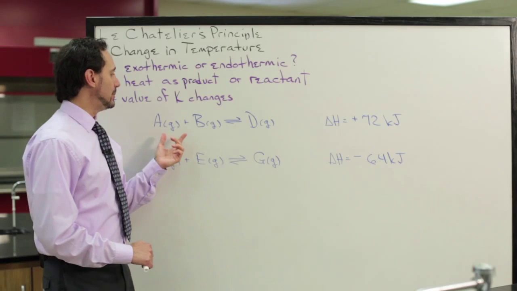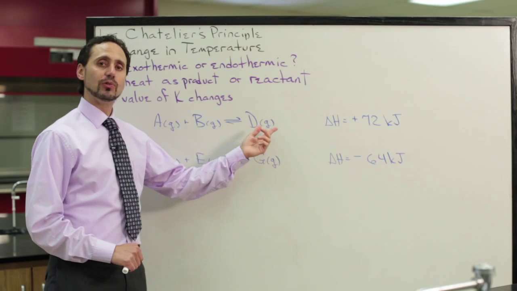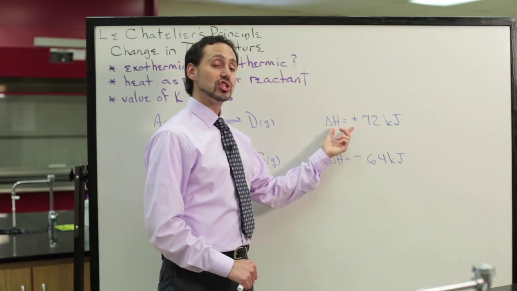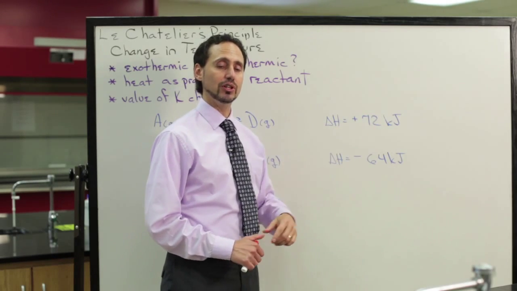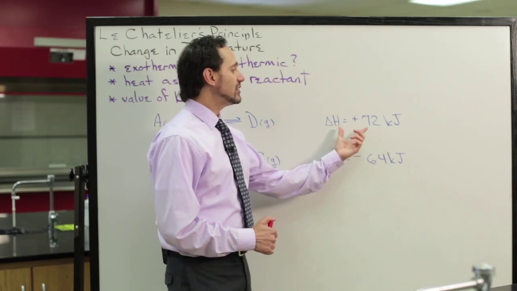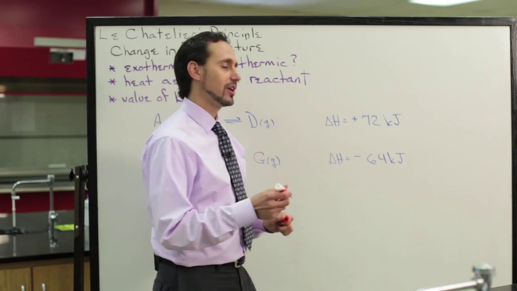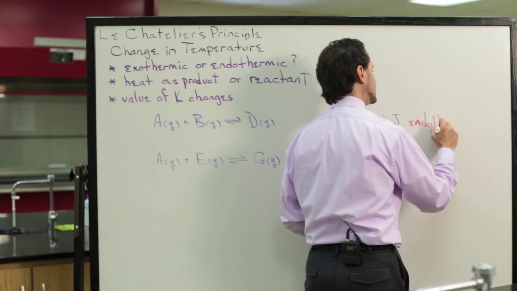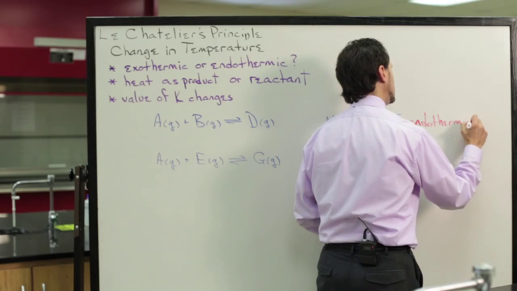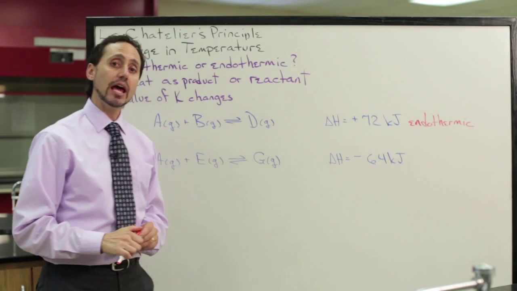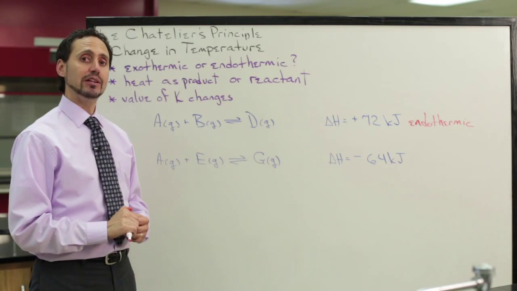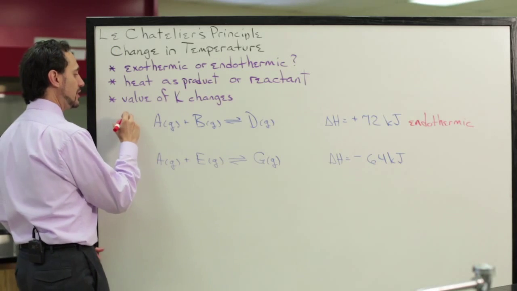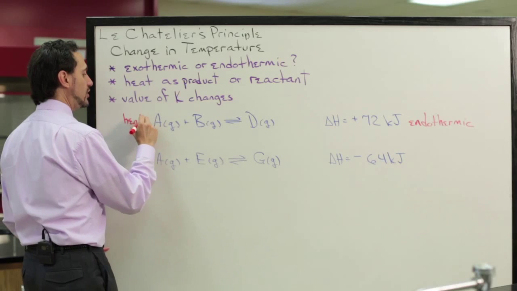In this first example, A and B react to form D. And we're given the information that the change in enthalpy is a positive 72 kilojoules. If that's a positive 72 kilojoules, that means that this is an endothermic reaction. If it's an endothermic reaction, that means that heat is being added into the system, so heat can be treated as a reactant.